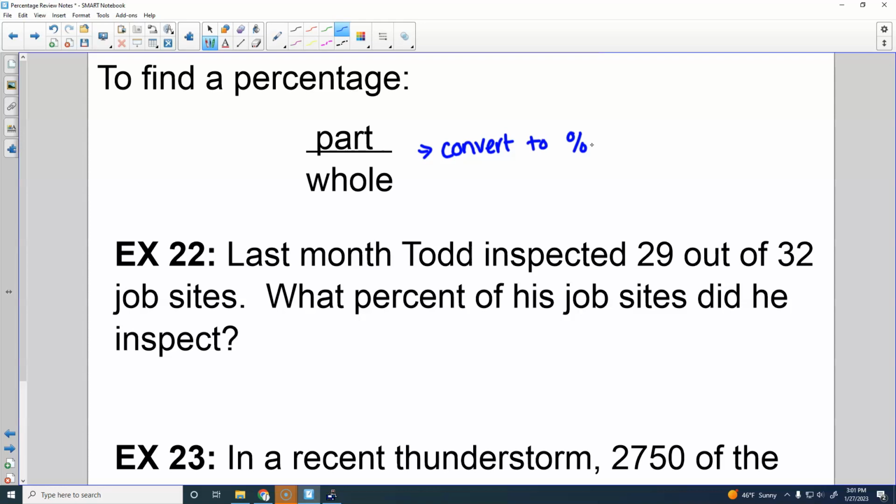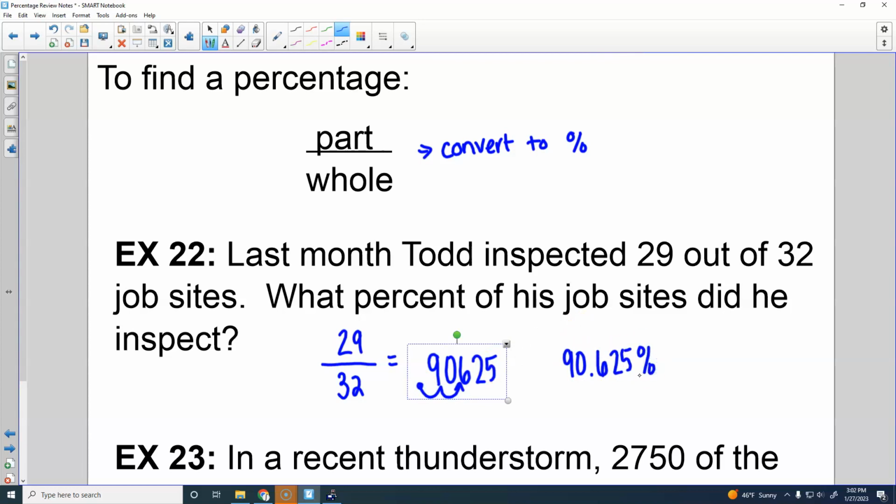So last month, Todd inspected 29 out of 32 job sites. What percent of his job sites did he inspect? So part over whole. What part did he inspect? 29. What was the whole number of job sites? 32. So we're going to get 0.90625, but that is the decimal. What do we have to do to change it to a percent? Move it to the right twice, so we get 90.625%. All right, so about 91.